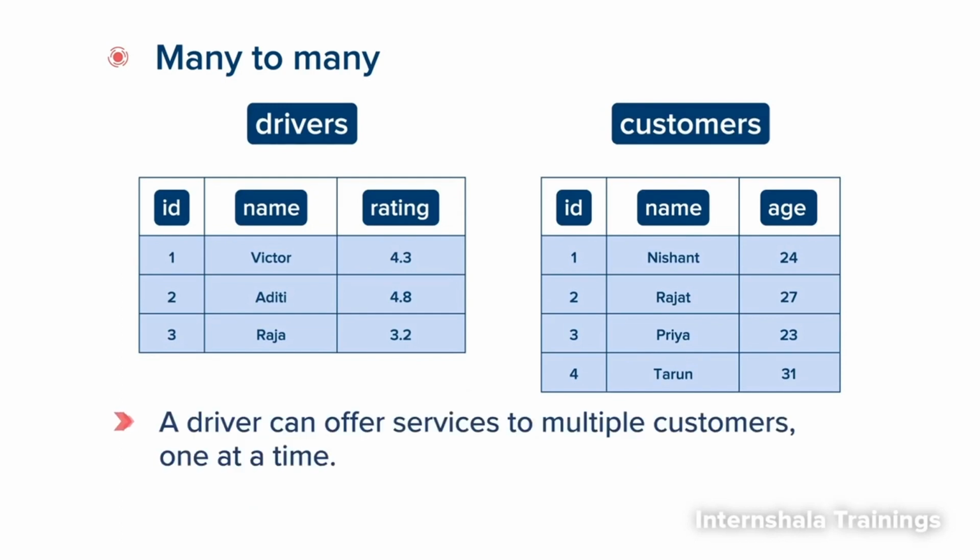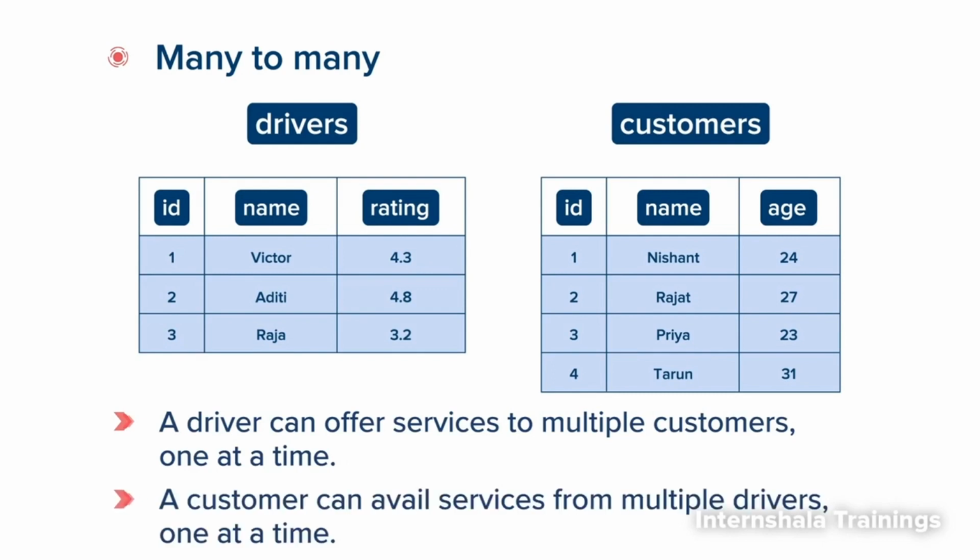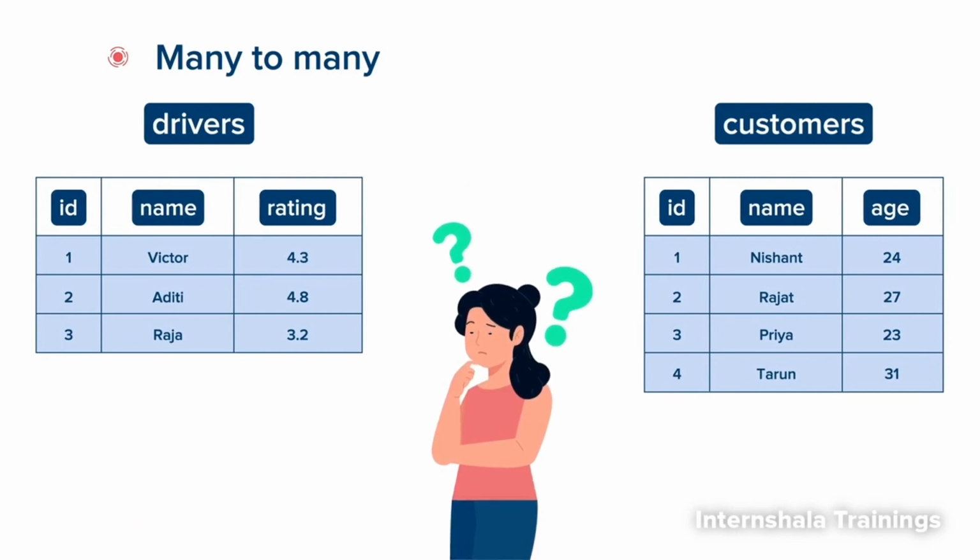Here, a driver can offer services to multiple customers one at a time. Also, a customer can avail services from multiple drivers one at a time. So, in both the directions, a single record can refer to multiple records from the other table. This makes the relationship many-to-many relationships. Now, again the same question. In which table should we have the foreign key?